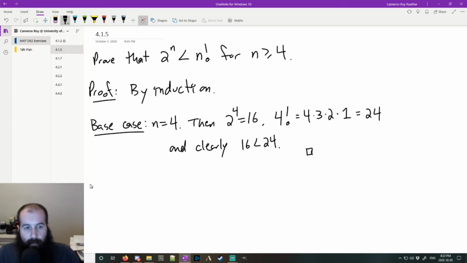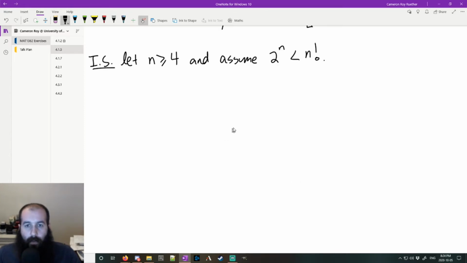Now for our inductive step, we want the correct inductive assumption, which is we want to let n be greater than or equal to the base case, which in this exercise was 4. And we assume that the claim holds at n, which is to assume that 2 to the n is less than n factorial. So now we're going to apply this inductive assumption in a chain of inequalities.